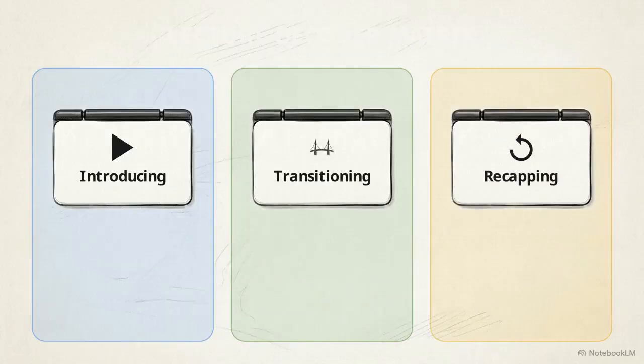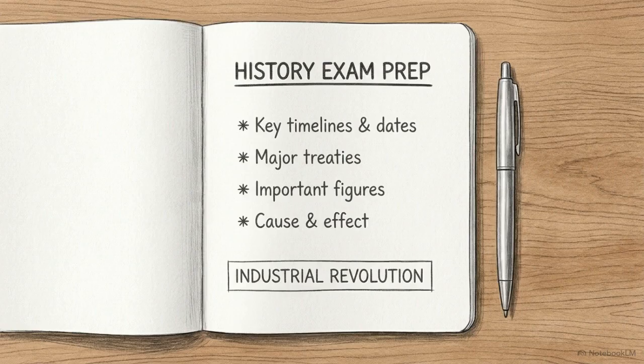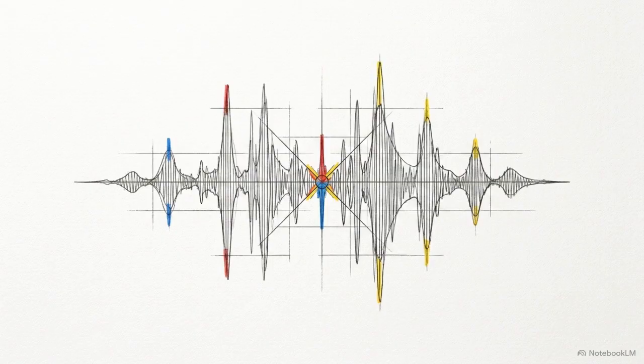To decode these signals, we can break signposting down into three primary categories: introducing, transitioning, and recapping. Catching these cues in real time allows you to map the lecture structure onto your page as the speaker delivers it. Let's start with the introducing category.